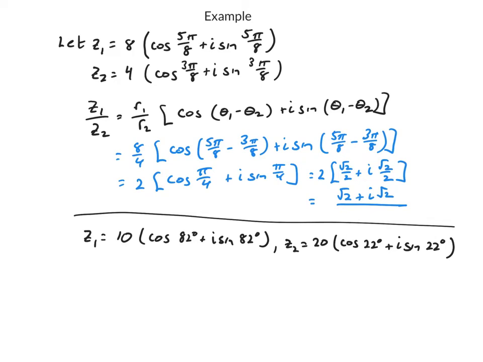What I'd like you to do is pause the video and find, for this particular problem, where Z1 is 10 times the cosine of 82 plus i sine of 82, these are degrees, and Z2 is 20 times the cosine of 22 degrees plus i sine of 22 degrees, the quotient. So pause the video, find that quotient. Once you do, come back. We'll take a look and see how you did.